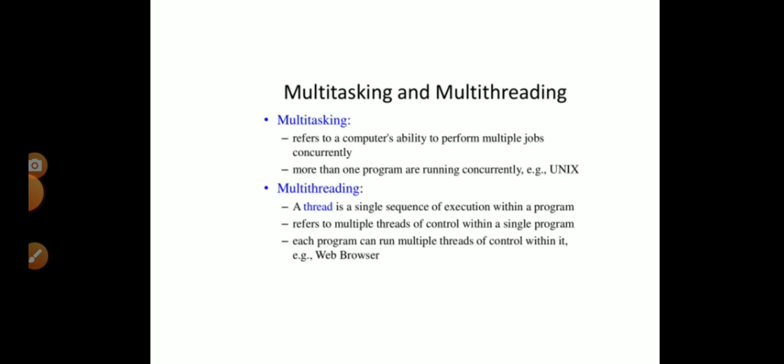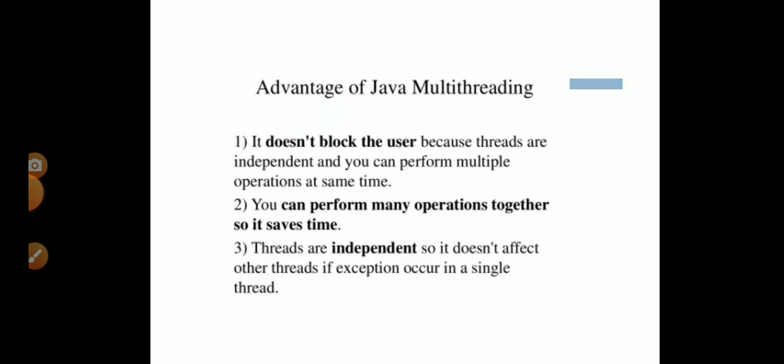A thread is a lightweight entity. It's a lightweight process that executes inside the process, so inside a process we can have a number of threads. An example of the multithreading concept is web browsing, or web browsers. The advantage of multithreading is that it doesn't block the users and you can perform many operations together, that is concurrently, so that it saves time. The threads are independent so they won't affect the execution of the other threads.